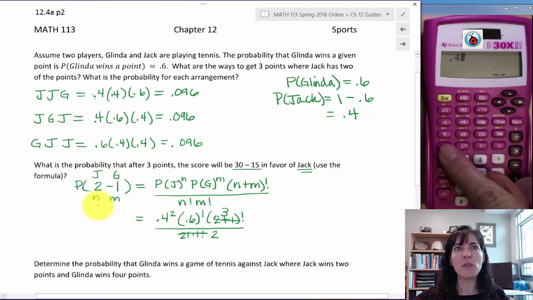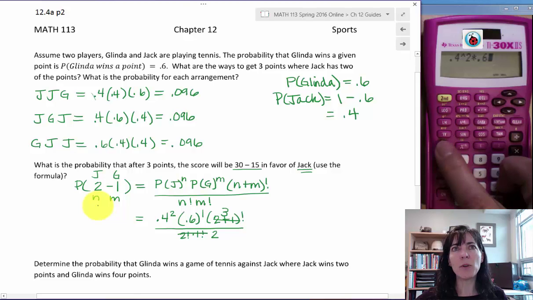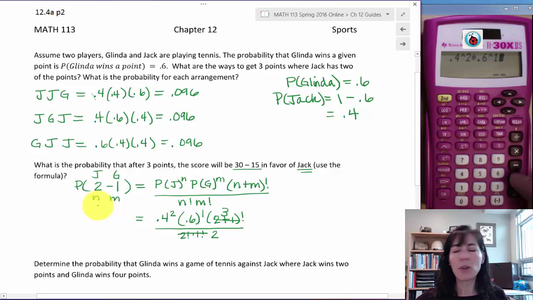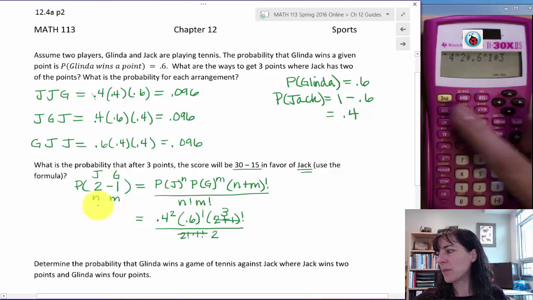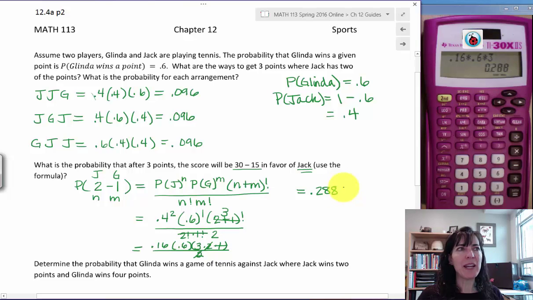0.4 to the, so I'm going to use my caret key, to the second times 0.6 to the first, which isn't going to change its value at all, but I can put that in if I'm not sure, times 3 factorial, equals 0.576. Remember, I still have to divide by 2, which gives 0.288. So I'm wondering if I added all 3 of these together, what I would get.